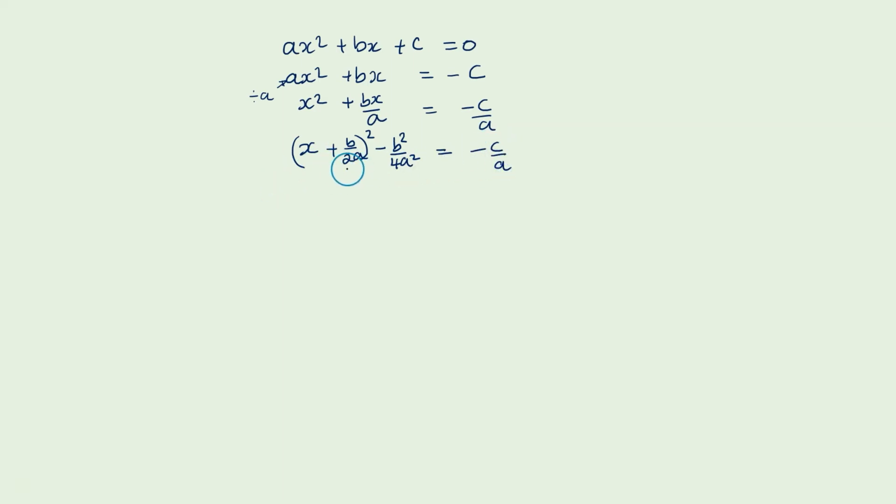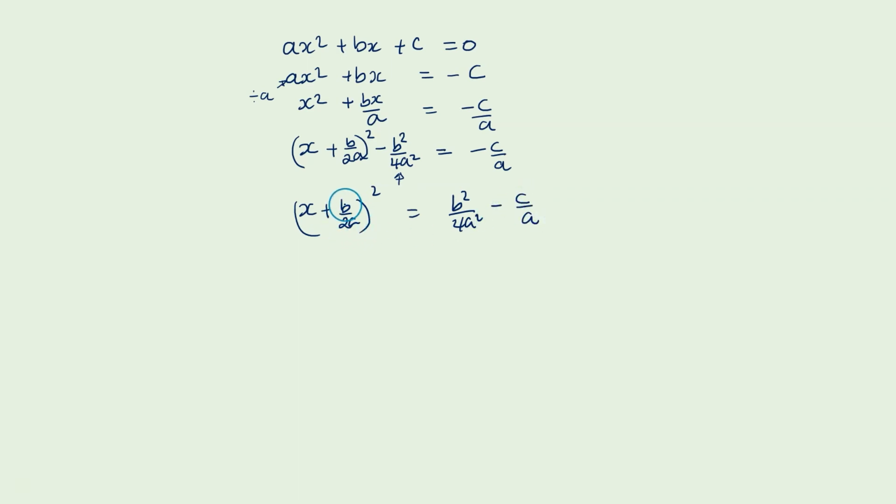Okay, so the next thing you want to do is get rid of this lot step by step. So you have x plus b over 2a squared equals, that's going to be positive, so I'm going to write it here, b squared over 4a squared minus c over a.